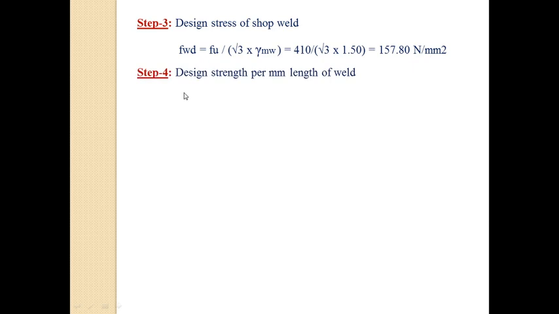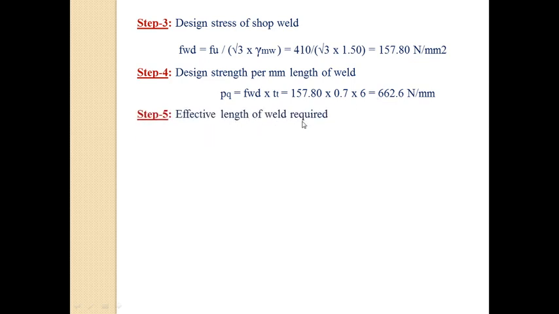Step number 4, design strength per mm length of weld. Here we have to assume the length per mm. So PQ is equal to FWD, the design stress, into throat thickness. We calculated 157.80 multiplied by throat thickness, that is 0.7 into S, where S is 6 mm. After putting the values and calculating, we get 662.6 Newton per mm.